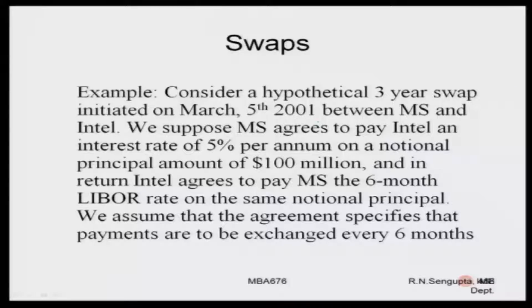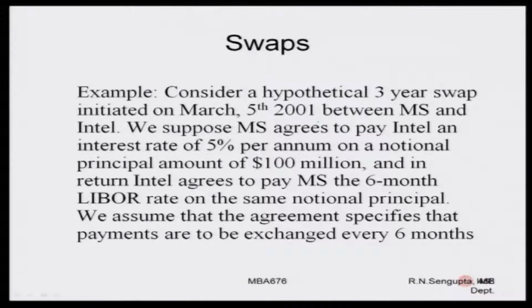So, let us consider the simple example of a swap. Consider a hypothetical 3-year swap which is being initiated on 5th of March 2001 between Microsoft and Intel. Microsoft, in order to sell its computers, needs chips, and the chips are basically made by Intel. So, we suppose Microsoft agrees to pay Intel an interest rate of 5% per annum on a notional principal amount, say for example of $100 million.